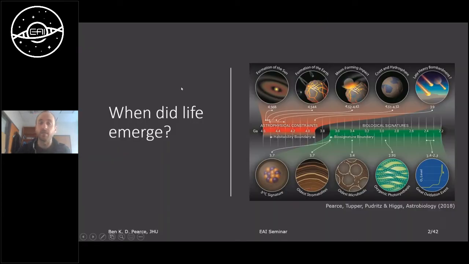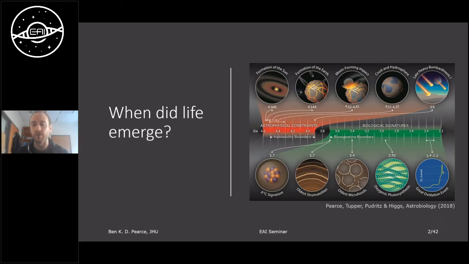So let's begin by placing the origin of life in a time interval. We don't know the exact date that life emerged on Earth, but we can constrain the date by two different boundaries. The early boundary we call the habitability boundary, and this is the earliest point when early Earth could have been habitable and life could have existed on the surface. And the later boundary is the biosignature boundary, and this is the earliest point in which there's compelling evidence that life already existed on the surface.